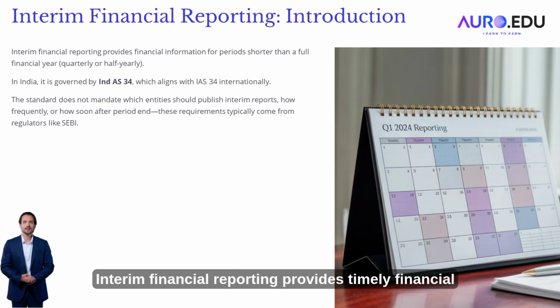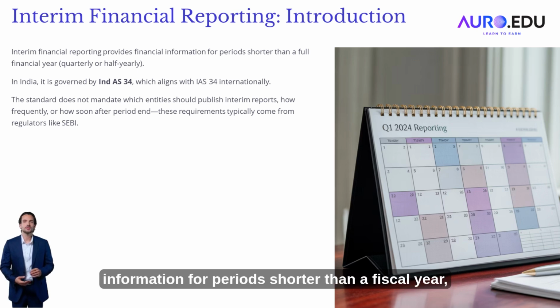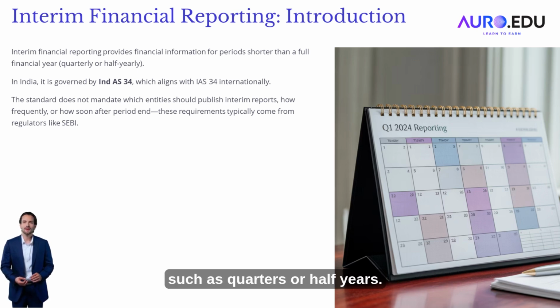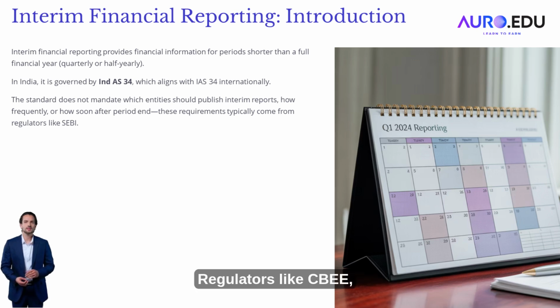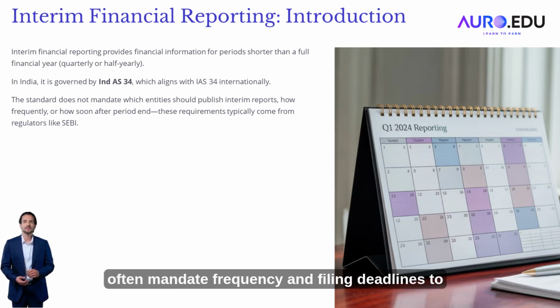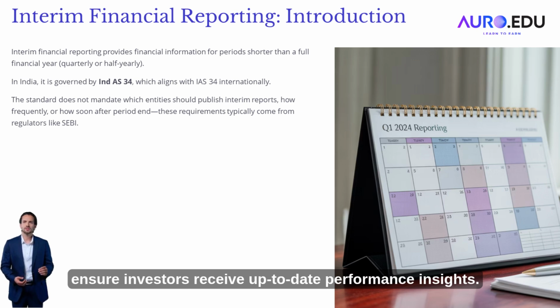Slide 11. Interim Reporting. Introduction. Interim financial reporting provides timely financial information for periods shorter than a fiscal year, such as quarters or half-years. Governed by IND AS 34, it requires condensed statements and selected notes. Regulators like SEBI often mandate frequency and filing deadlines to ensure investors receive up-to-date performance insights.